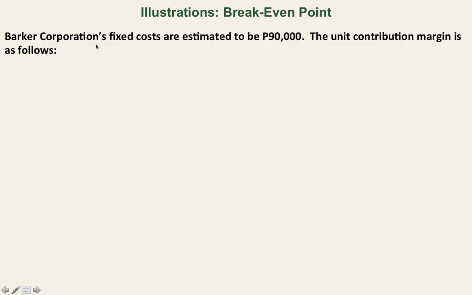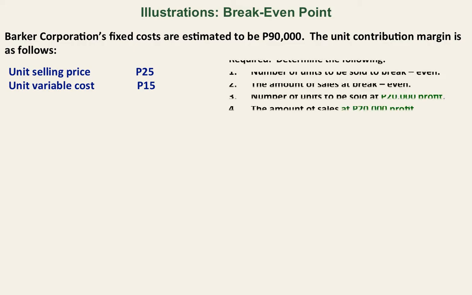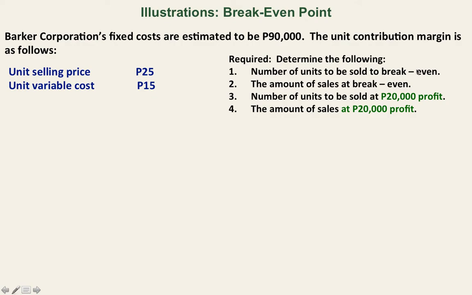Barker Corporation's fixed costs are estimated to be 90,000. The unit contribution margin is as follows. What was given is unit selling price, 25 per unit, and unit variable cost is 15. And these are the required things to be determined: number of units to be sold to break even, the amount of sales at break even, number of units to be sold at 20,000 profit, the amount of sales at 20,000 profit.